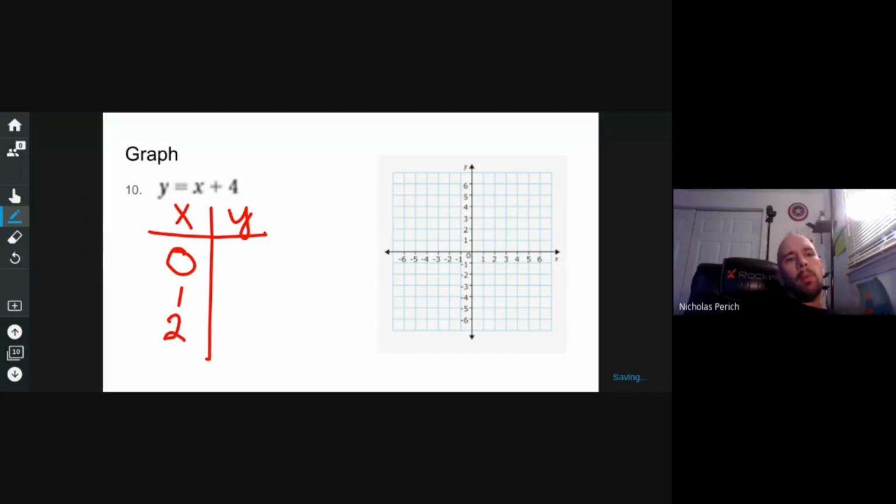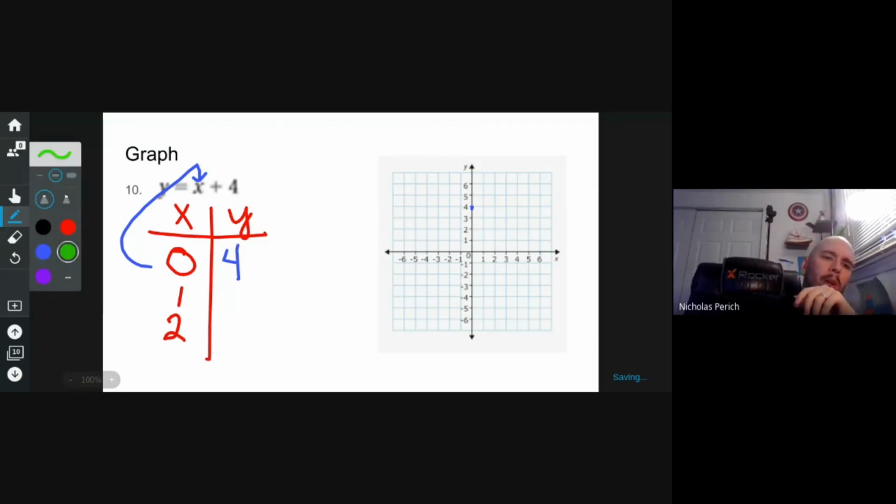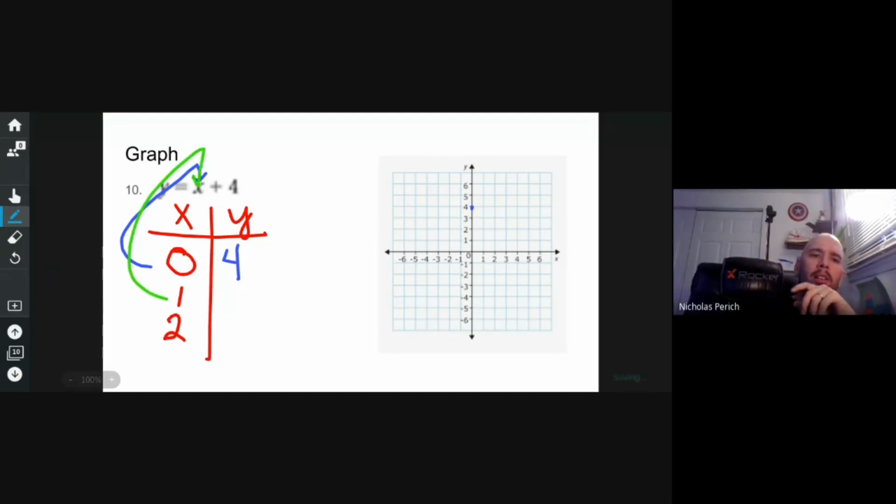Okay. So in my head, I'm going to take 0 and plug it into X. So 0 plus 4 is 4. And so that gives me the point 0, 4, which is right there. And then I do it again. I take 1 and plug it into X. 1 plus 4 is 5. That gives me the point 1, 5, which is right 1, up 5. There's my point right there.